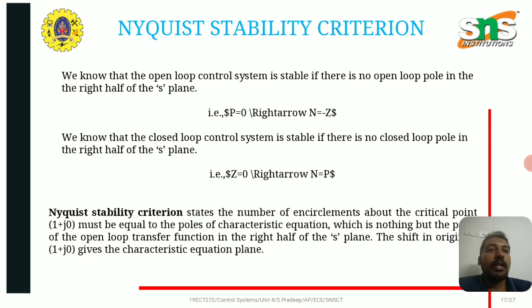The Nyquist stability criterion states that the number of encirclements about the critical point -1 + j0 must be equal to the poles of the characteristic equation, which are the poles of the open loop transfer function in the right half of the S-plane. This shift in the origin to 1 + j0 gives the characteristic equation plane.